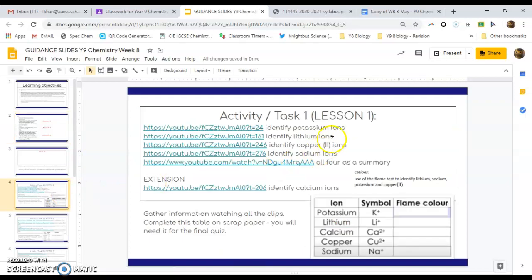So what I'd like you to do in lesson 1 is click on these YouTube clips. They have been chosen. They're actually from one longer, larger YouTube clip, but I have clipped each link so that it jumps straight into the part of the video clip that is important for answering that question.